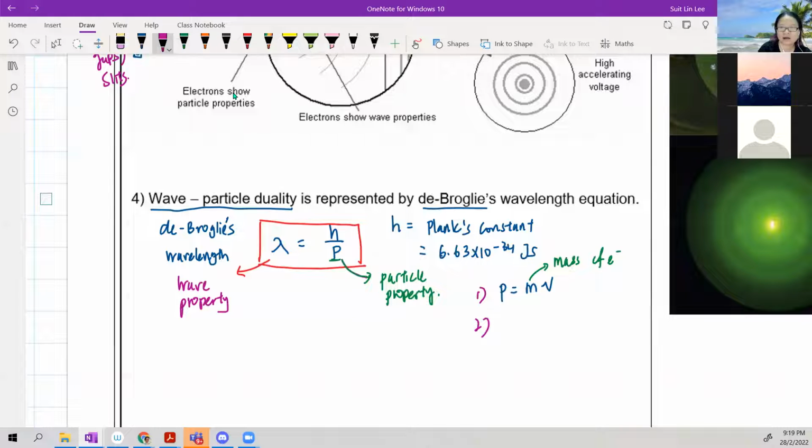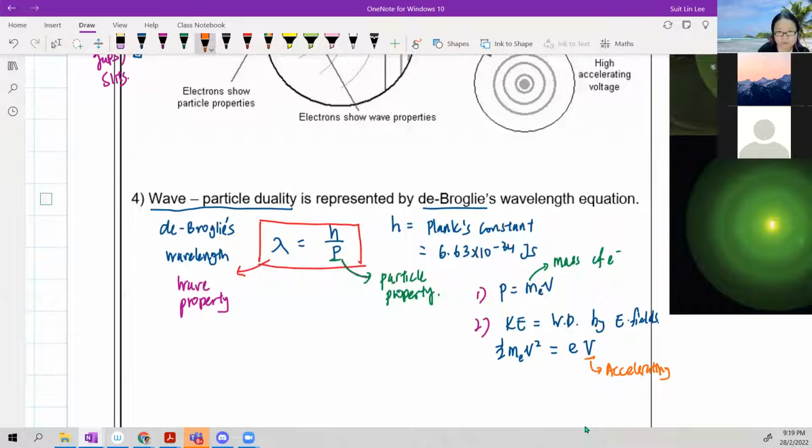Using equation number 2, I can say that the kinetic energy of the electron is equal to the work done by the electric field. The work done by the electric field is QV, and this one is half mv squared. But we're talking about an electron, so this is the mass of the electron. This Q would be the electronic charge, and this V here is the accelerating potential.